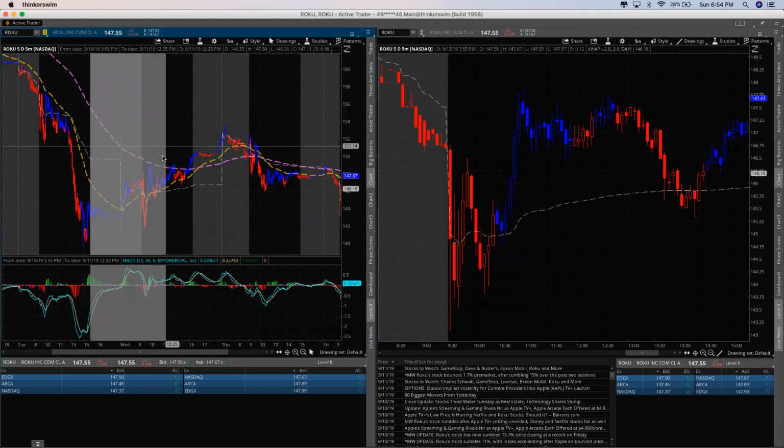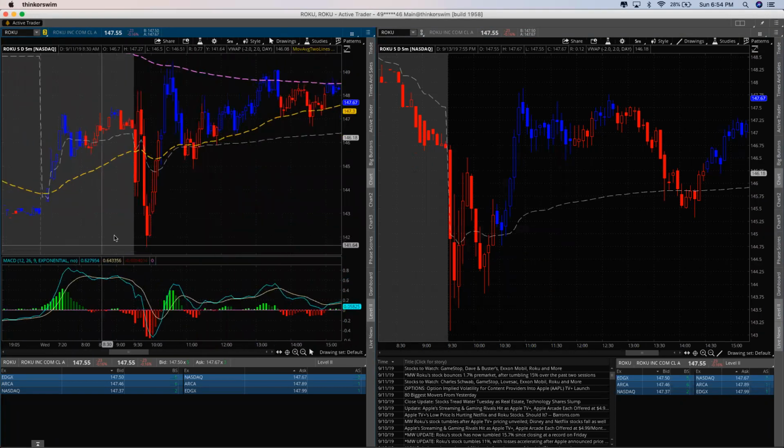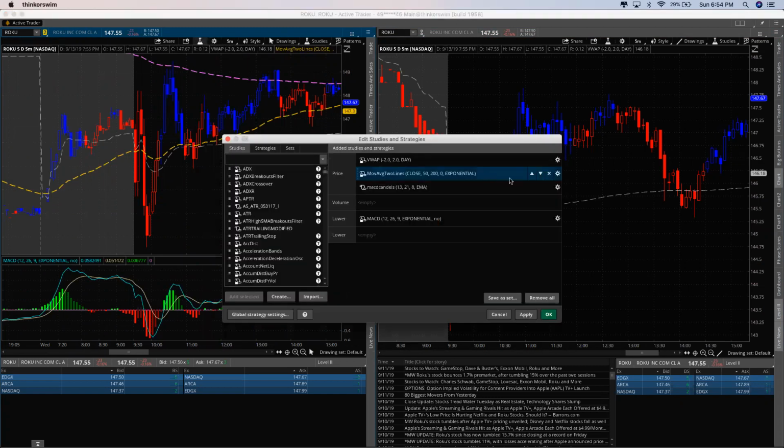These are basically MACD candles. When the MACD crosses above the diff line, it turns blue, and it's red once below. That line we would call a difference line. I'm going to take this off.